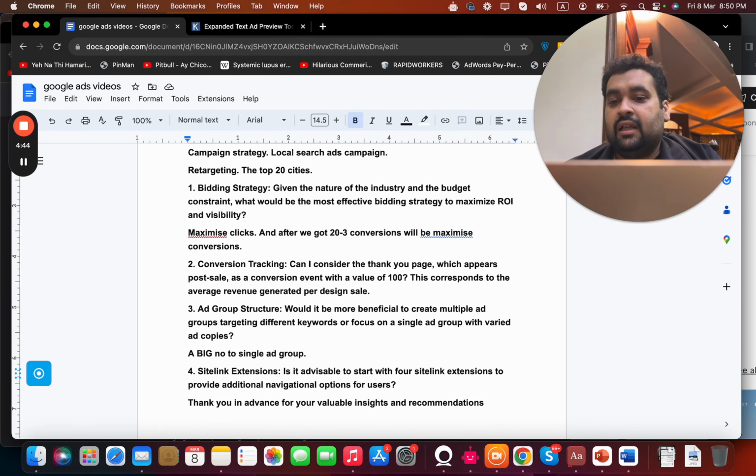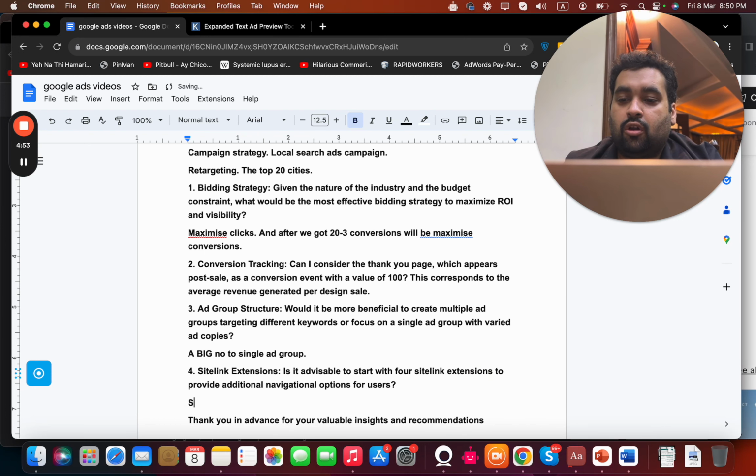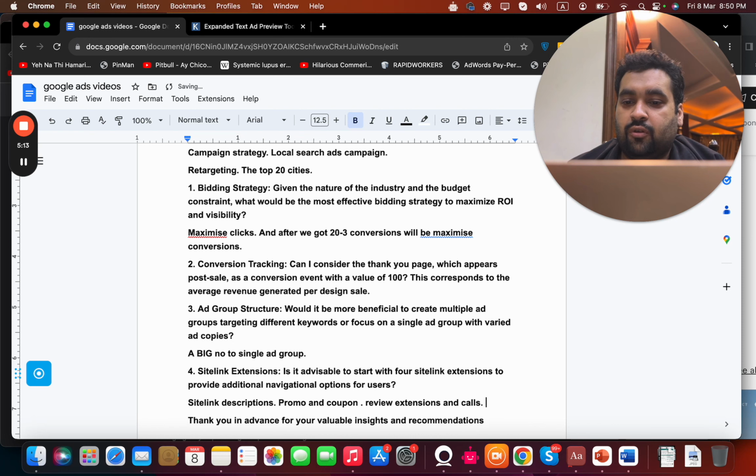Your next is sitelink extension. Is it advisable to start with four sitelink extensions to provide additional navigational options for users? Yeah, that is very good. You can also add sitelink descriptions, promo and coupon extensions, that can be very helpful. You just get very targeted when they see a particular deal running on. Review extension and calls as well. Okay, if you add up these strategies, this can increase the chance of more sales, more conversions for your business.